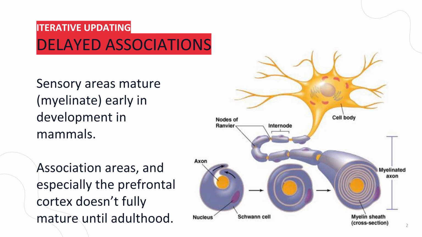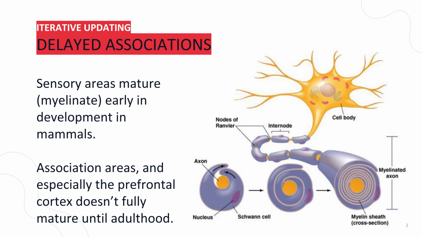Sensory areas mature or myelinate early in development in mammals. Association areas, and especially the prefrontal cortex, don't fully mature until adulthood. What would you guess this means? Well, it means that infants and children create memories for relationships between stimuli that present in quick succession, whereas adults can see relationships between concepts out of succession.